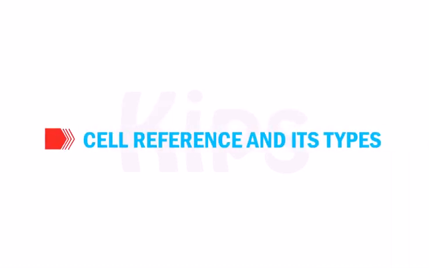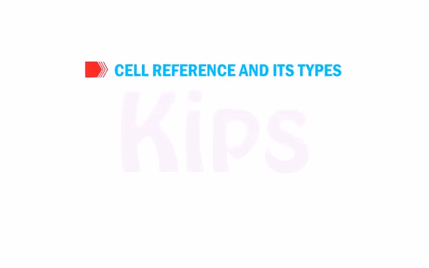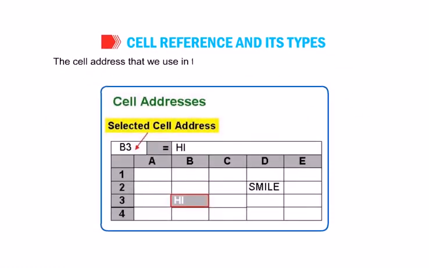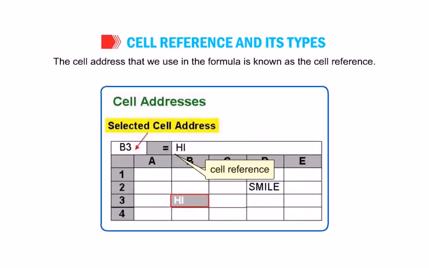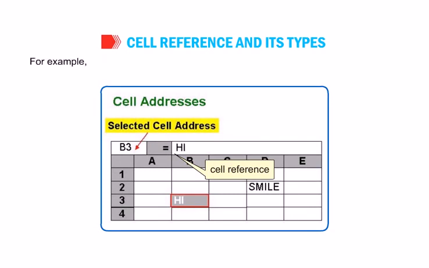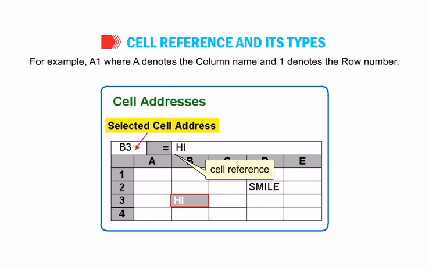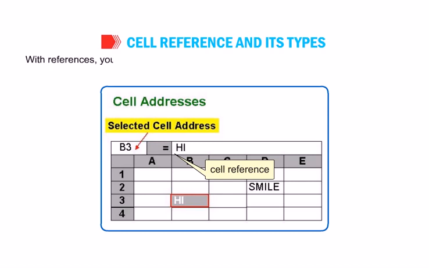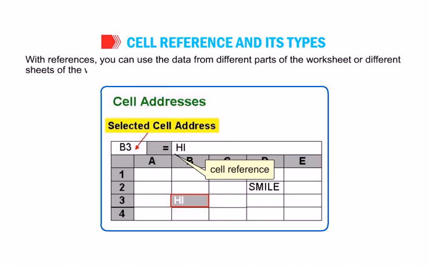Let's learn about cell reference and its types. The cell address that we use in the formula is known as the cell reference. For example, A1, where A denotes the column name and 1 denotes the row number. With references, you can use the data from different parts of the worksheet or different sheets of the workbook. There are 3 types of cell references.